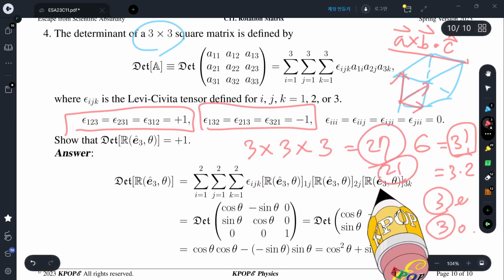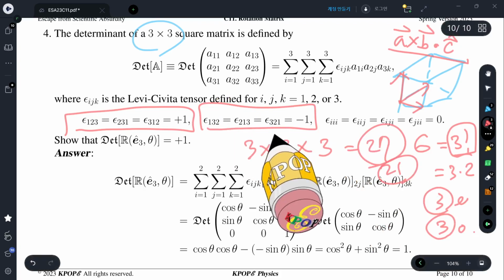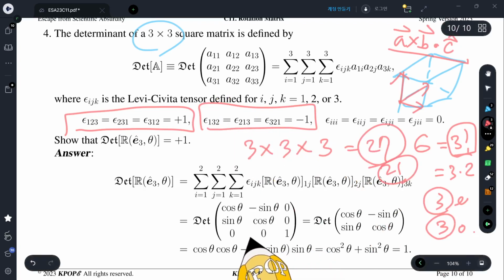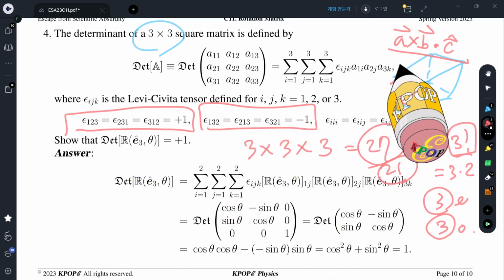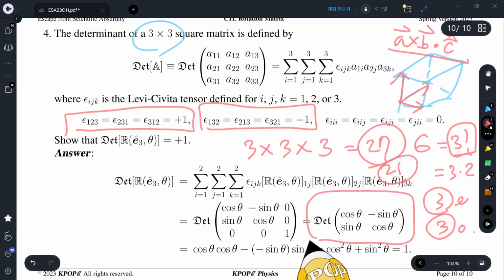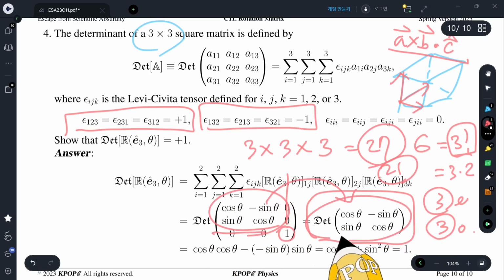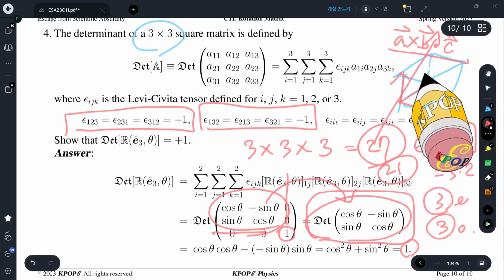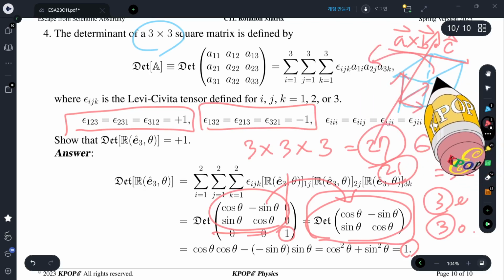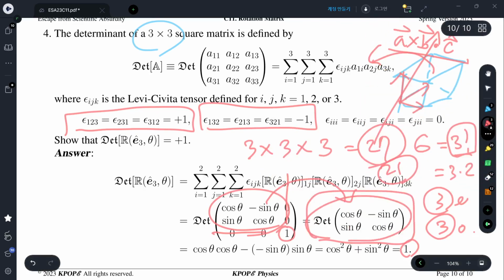The other 21 pieces are all vanishing. In this special case for the rotation about the z-axis, if you insert all of these coefficients, you will find it's identical to the 2 by 2 matrix, because this is 1, and these kill everything, and it is truncated into a very simple one that we already have computed, that is to be 1. Therefore, if you rotate a parallelepiped, the volume is invariant. That's it for today.